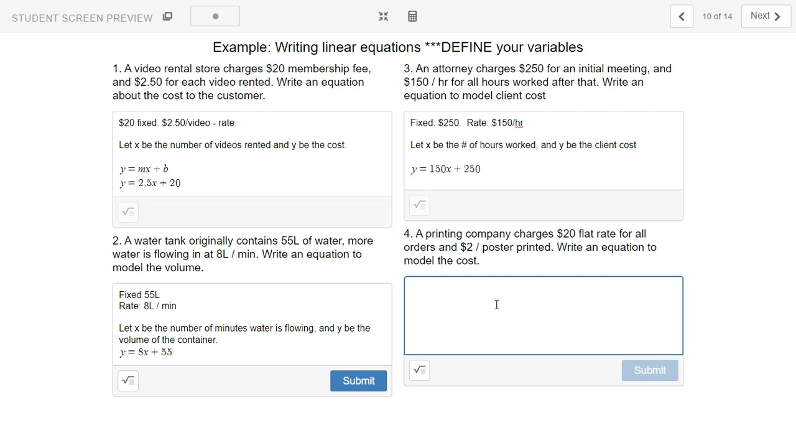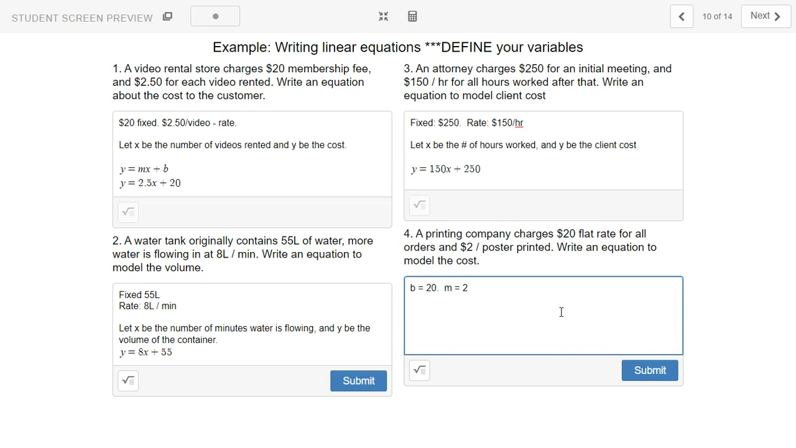Example 4. A printing company charges a $20 flat rate for all orders and $2 per poster printed. Write an equation to model the cost. So we know that the fixed rate is $20. $20 will be our b. Our rate is $2 per poster. And this changes depending on the number of posters that are printed.